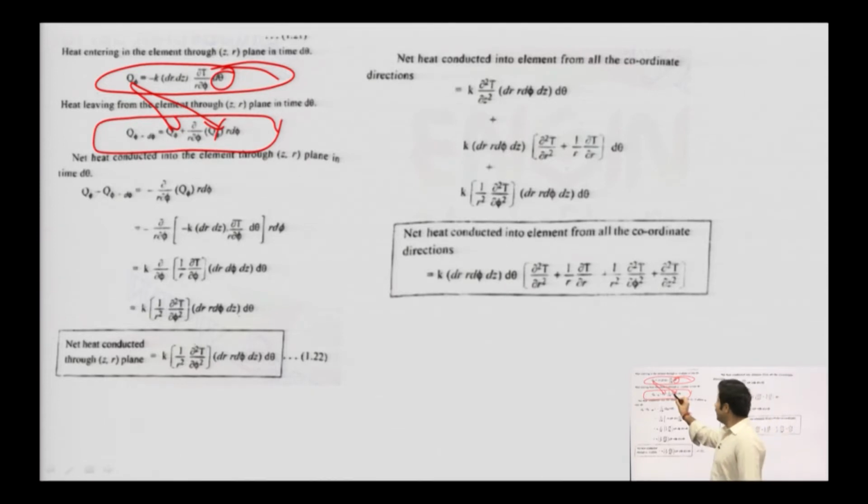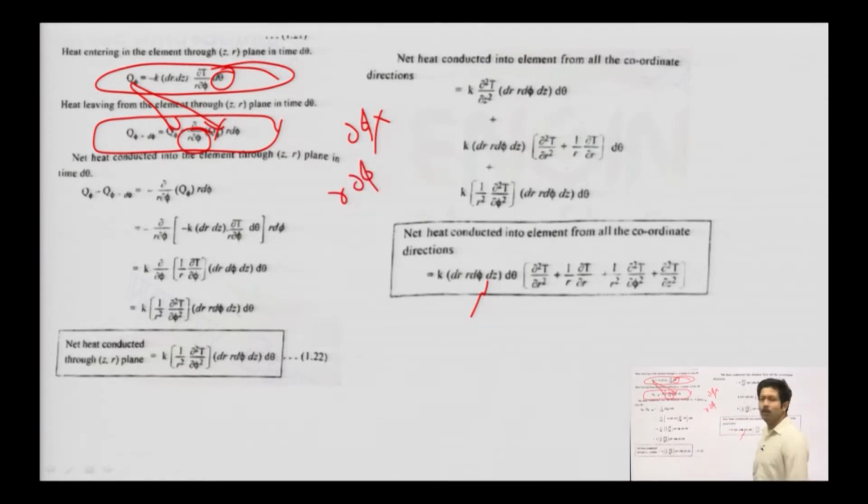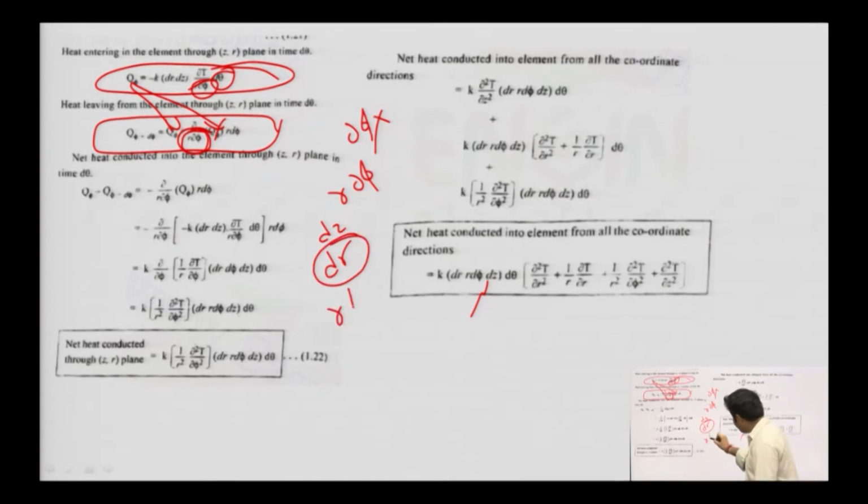And see, you have to take the thickness as the complete dimension. You cannot go for del phi only. Since one of the dimensions is R del phi, you have to take the thickness as R del phi, not the sole del phi. Because it was dz there, we have taken dz. It was dr as one of the dimensions, so we have taken dr, and R d phi as one of the dimensions, so that's why we have taken the complete dimension as the thickness.